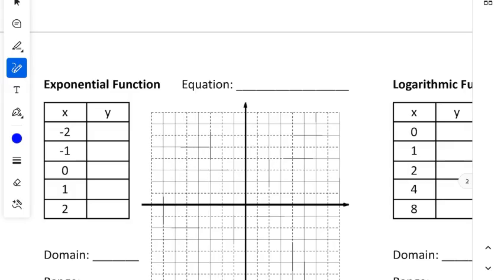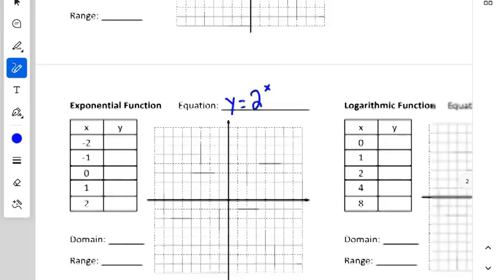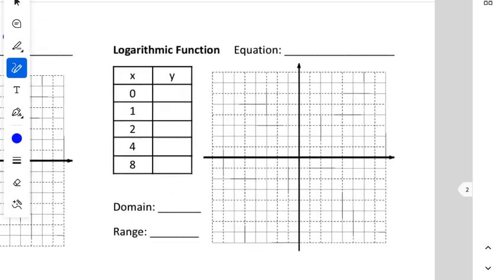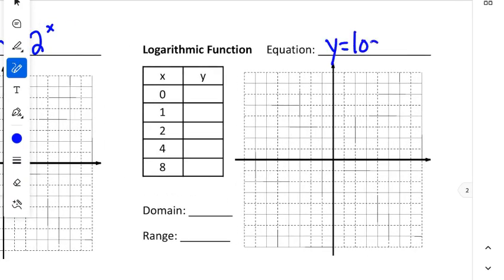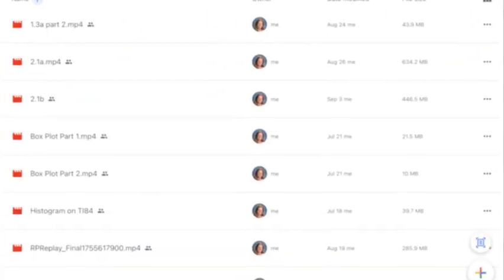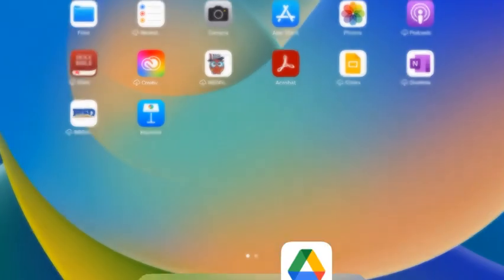Exponential. Look at those and see which one do you think is exponential. Y equals 2 raised to the x, because where is x? The exponent. Exponential, x is the exponent. Okay, logarithmic. Yeah, y equals log base 2 of x. And if there is no base, there's nothing there, it'd be log base 10. That's why the basic one, I guess.